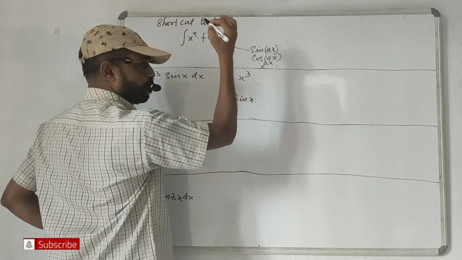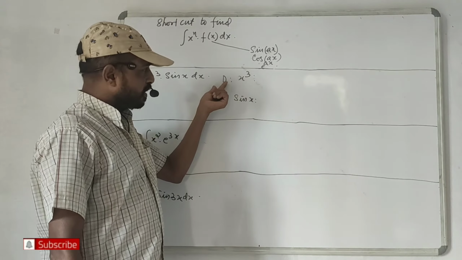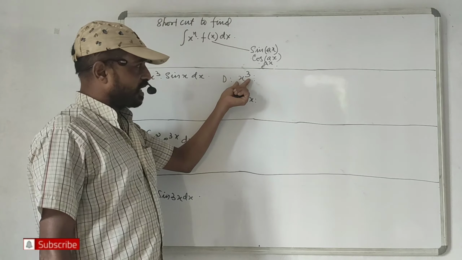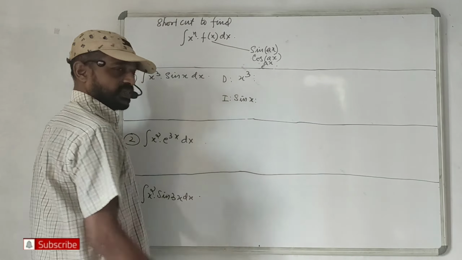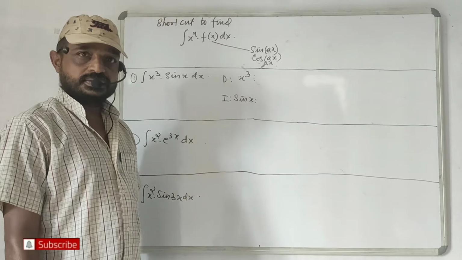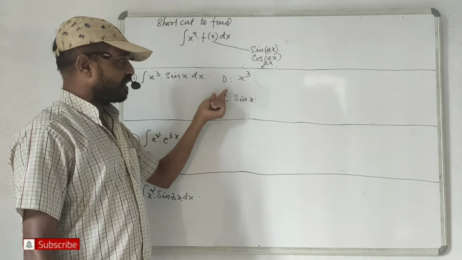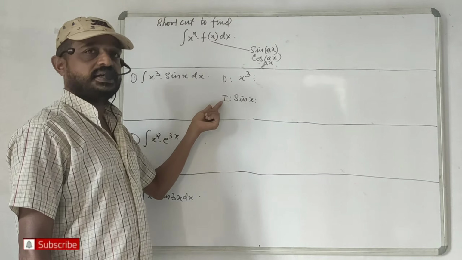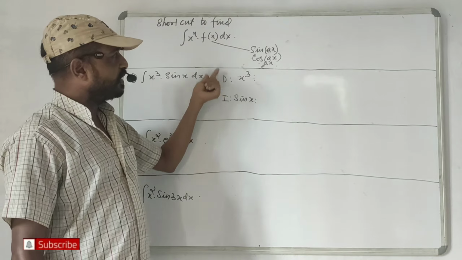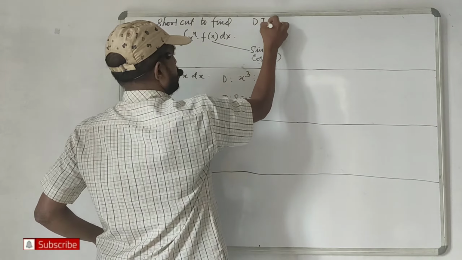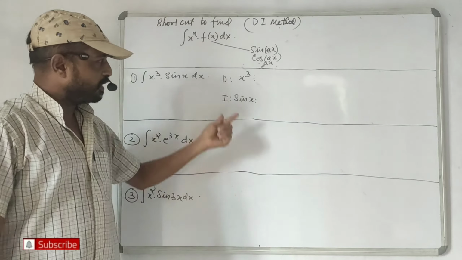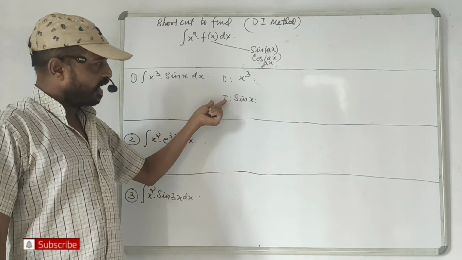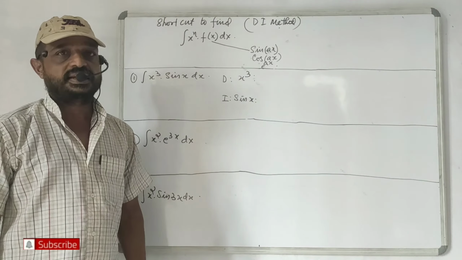Differentiate the first function x raised to n, or here the first function x cube, successively till we get the value 0. And the second function is to be integrated successively. So the first function you will have to differentiate and the second function you will have to integrate. This method is also called the DI method, or DI technique.